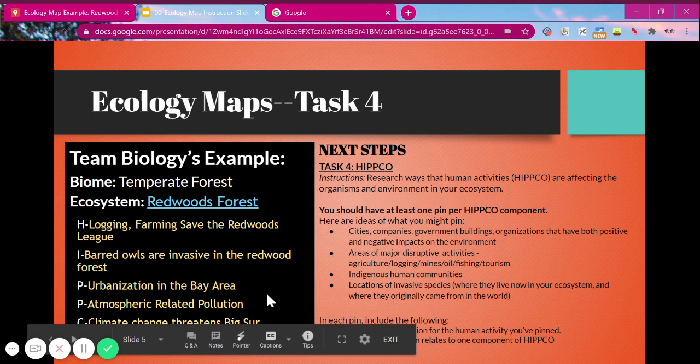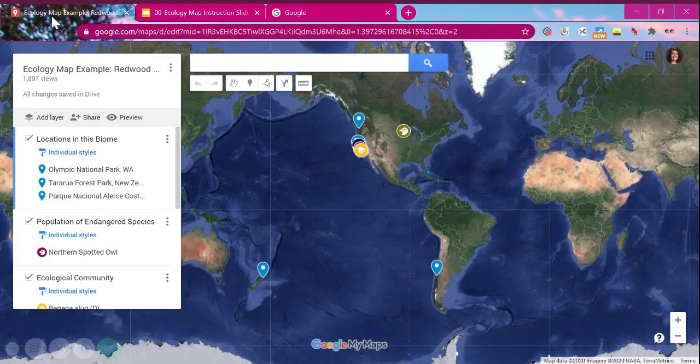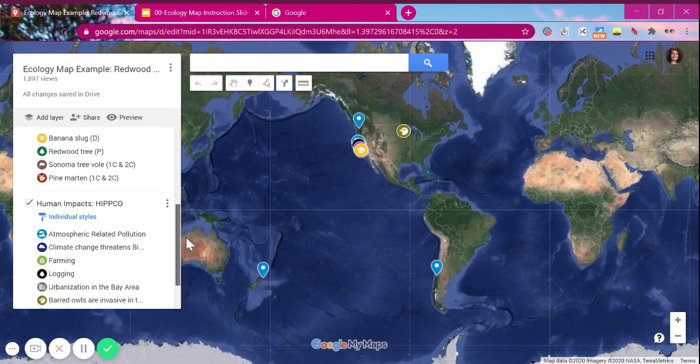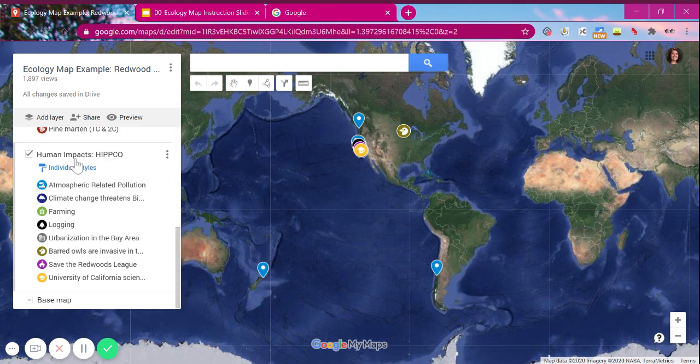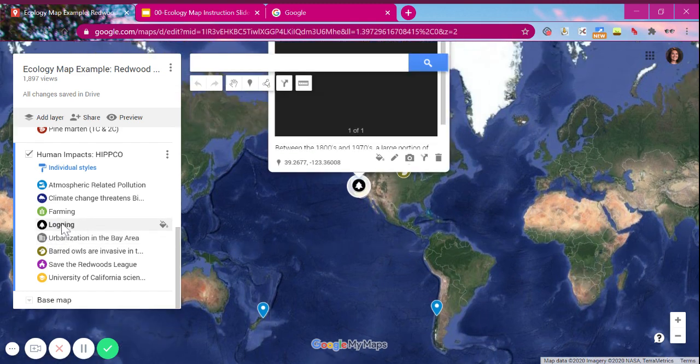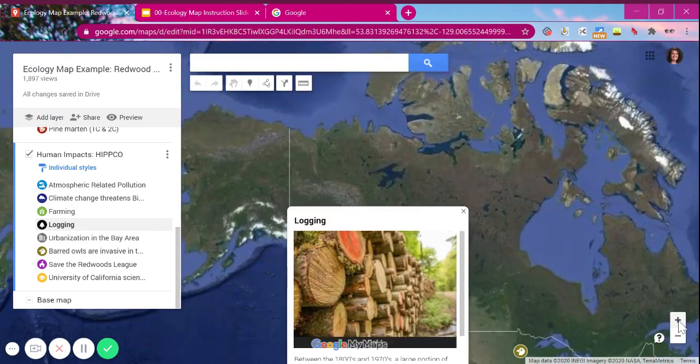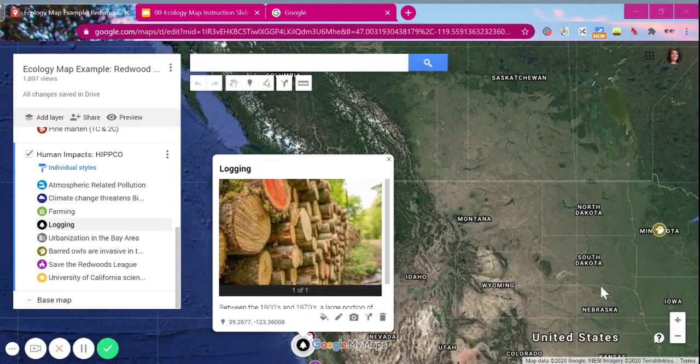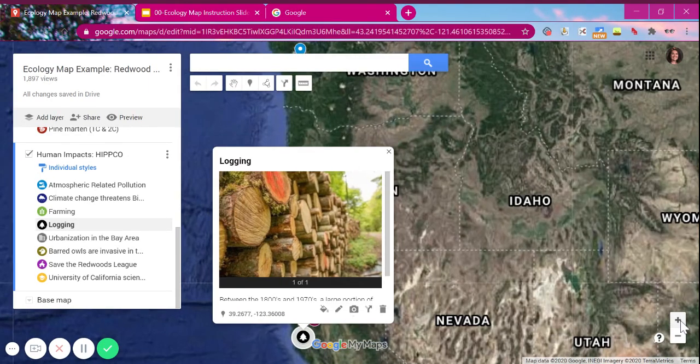I'm going to take you over to our map so you can see how we placed these pins. All right, so looking at our map, you can see the final layer. It's called Human Impacts HIPCO. This is where all of your pins will go. You can make them fancy depending on what they're about by changing the icons. So let's take a look at the logging one. I'm going to click on that pin here, and I'm going to zoom in so you can see it a little bit closer as to where I pinned it on my map.